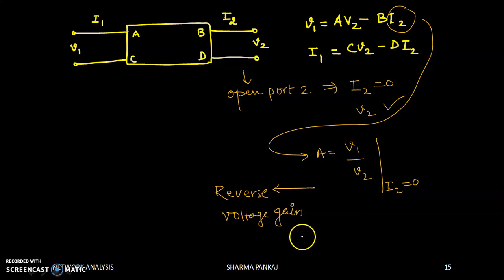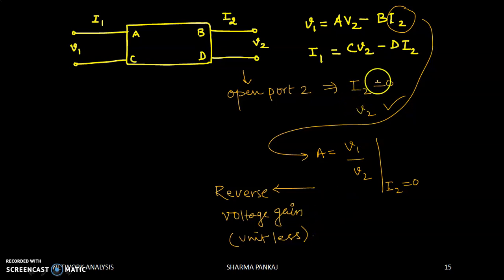Why is it unitless? See the ratio. A is equal to V1 upon V2. The numerator and denominator have the same kind of physical parameter, which is voltage. So volt gets cancelled out, and this is unitless. Okay.